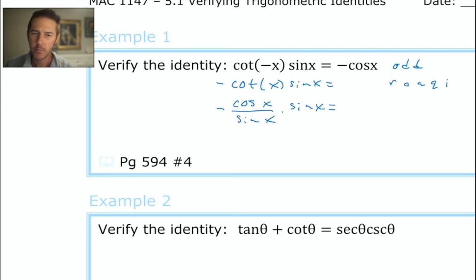Roki? I like that. Okay. And then all we have to do is simplify. That's pretty obvious. I like to circle things that are canceling out, and then you'll notice that the left-hand side clearly equals the right-hand side.